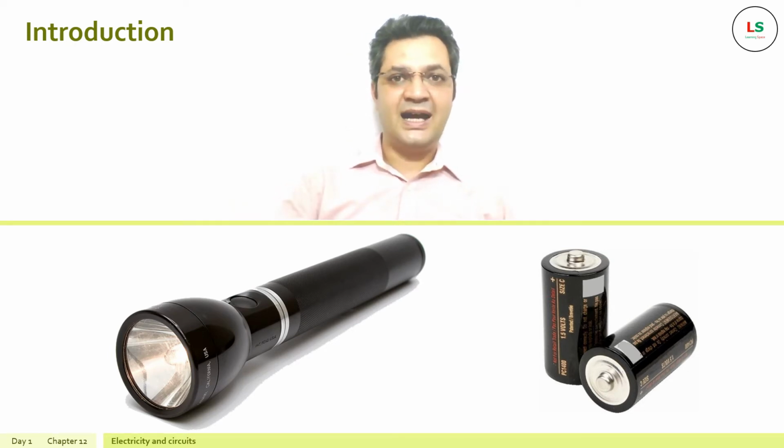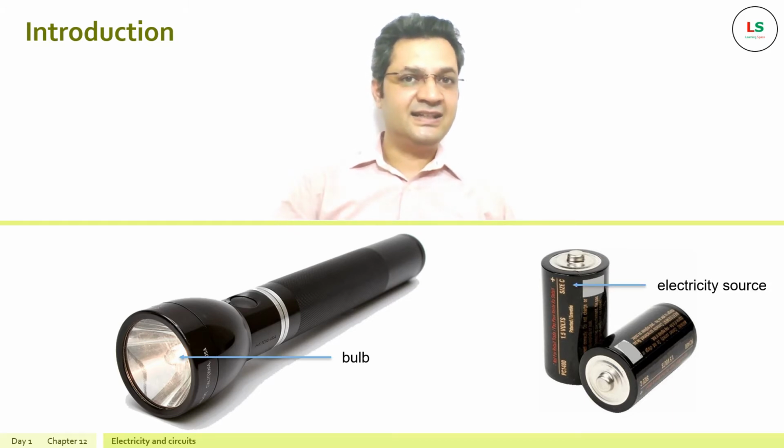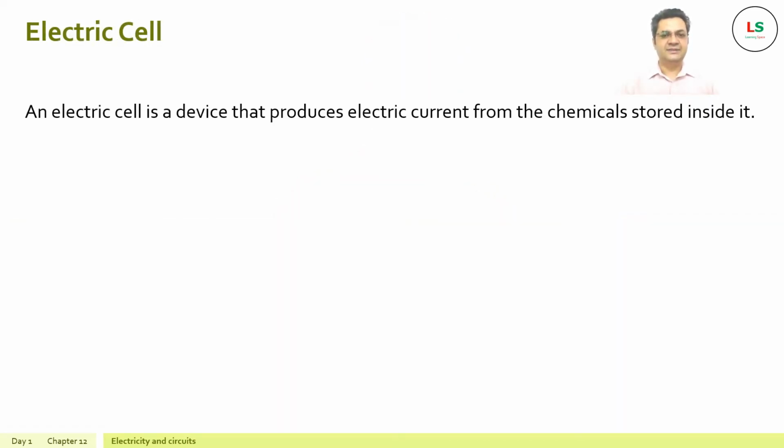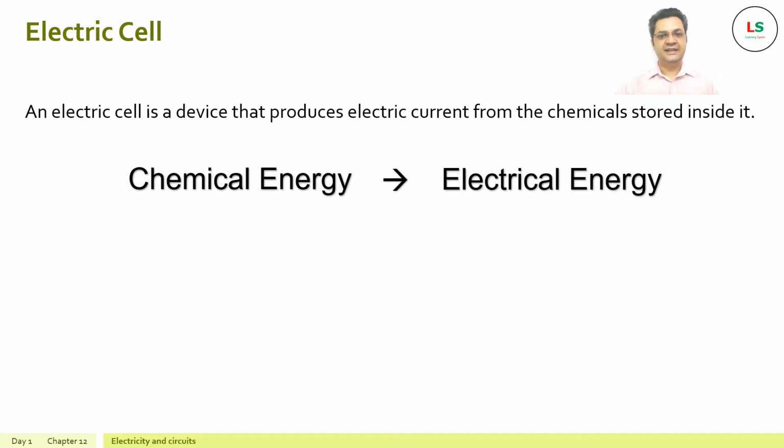A torch has a bulb and uses electricity. This electricity is supplied by the electric cells. Now let's discuss electric cells. Electric cell. An electric cell is a device that produces electric current from the chemicals stored inside it. So basically, an electric cell converts chemical energy into electrical energy.